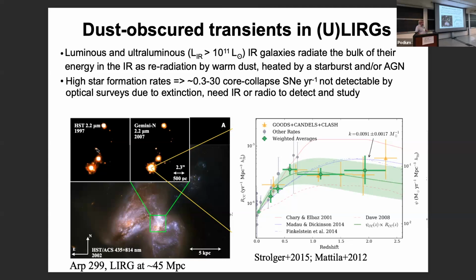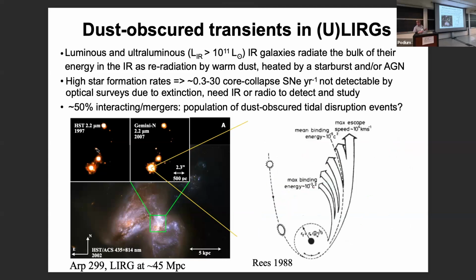There are many more. Moving on to a slightly different type of transient, tidal disruption events by supermassive black holes. Again, in luminous and ultra-luminous infrared galaxies, we often have an active galactic nucleus, so we have supermassive black holes there in the center. We often have interacting galaxy mergers, so we might expect enhanced rates of this kind of tidal disruption events by the supermassive black holes in these galaxies.